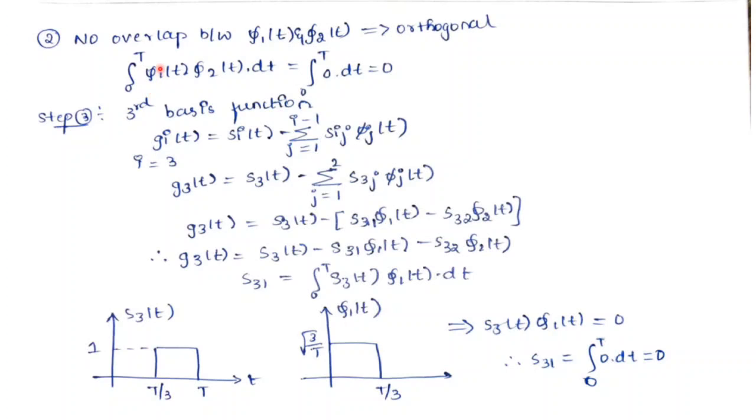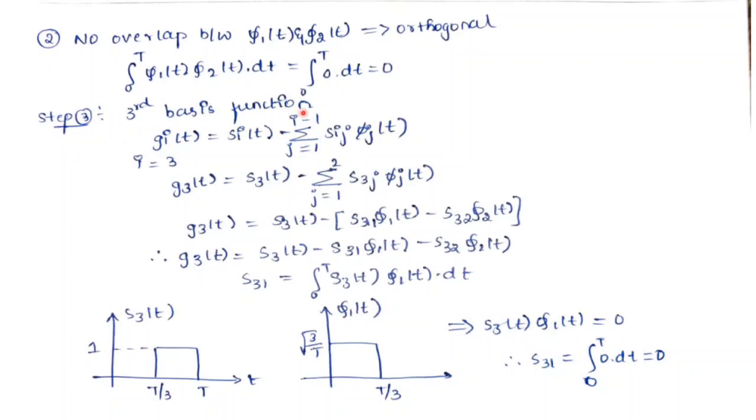So that is integral from 0 to t of phi 1 of t into phi 2 of t into dt is equal to integral 0 to t of 0 into dt, that is 0. So if we get 1, that is orthonormal, and if we get 0, that is orthogonal.